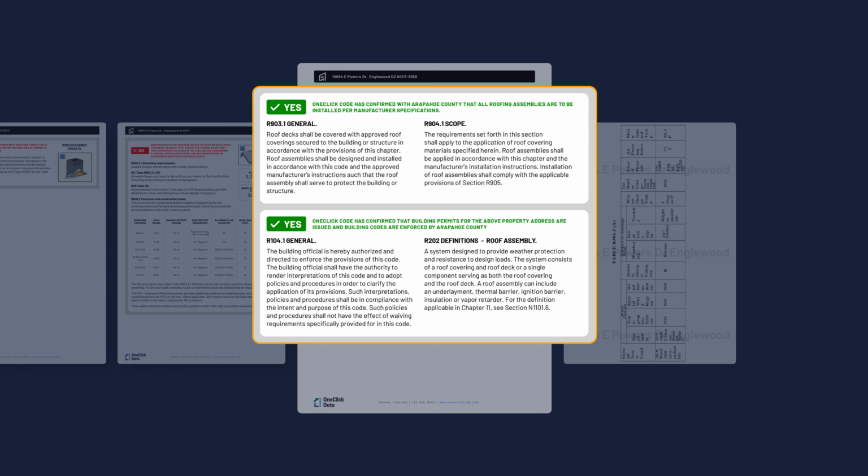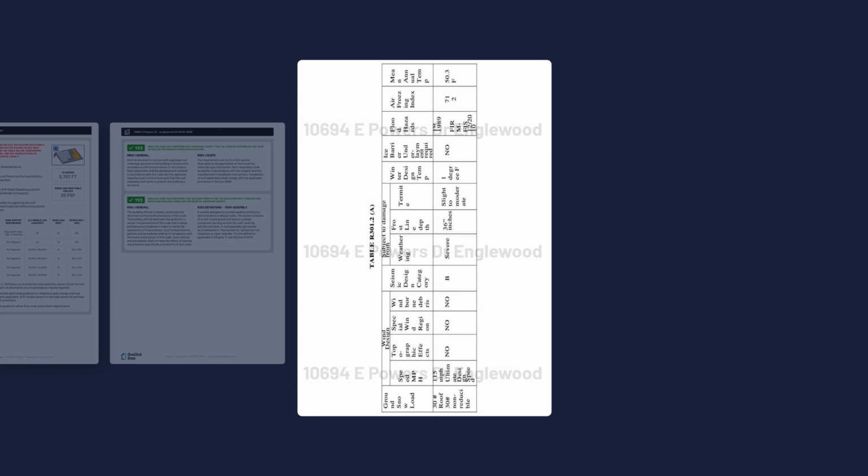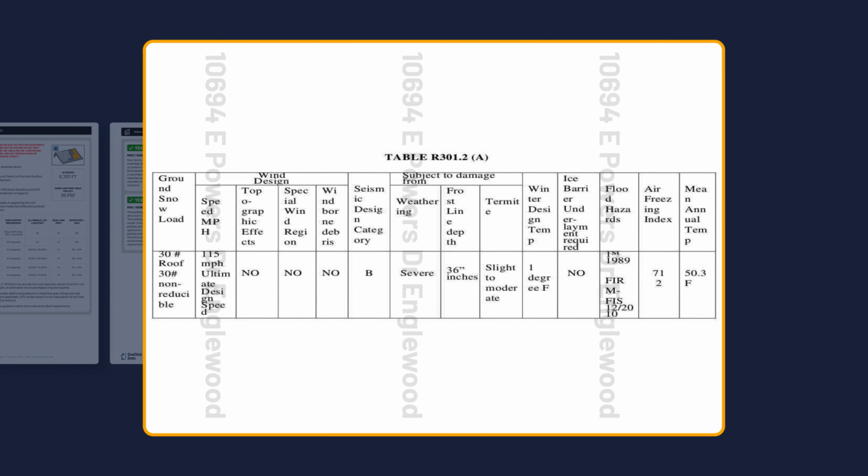At the end of the code detail report, when available, you'll also see Table R301.2, which is the climatic and geographic design criteria table. This page is scanned directly from the municipality, so it comes straight from the official source. This table is extremely important as it outlines the climatic and geographic design factors that drive safe construction in that jurisdiction. It specifies critical details, such as maximum wind speed, ground snow load, frost depth, and other local conditions that directly shape how projects must be designed and built.